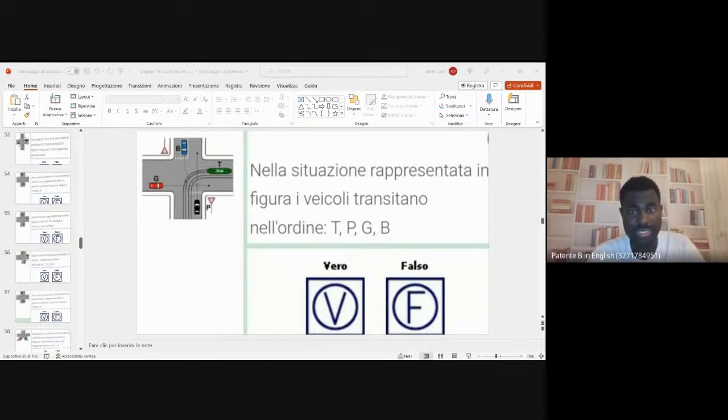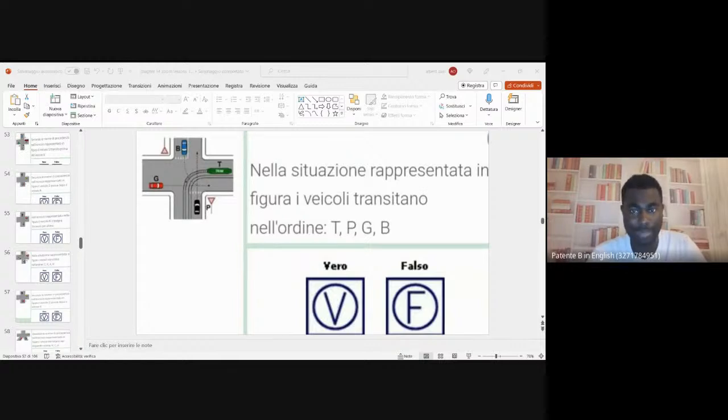Okay, so T, being the tram, is the first vehicle to pass. After the T is gone, guys, the second vehicle is the G, because we have two roads with direct precedenza. So those two vehicles will pass last. So after the T, G will go.